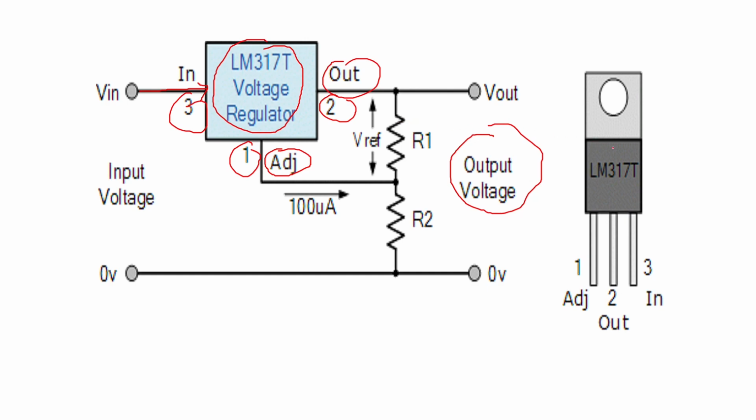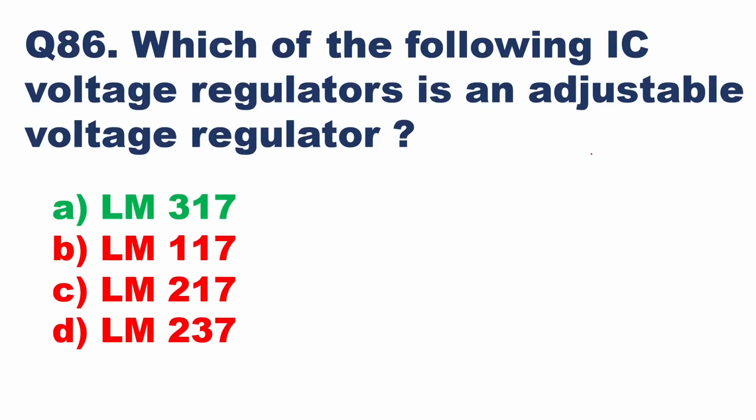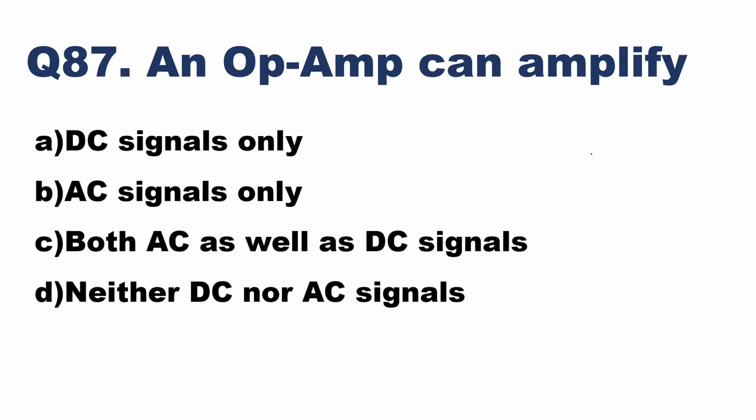So it is LM317. So here you can see LM317 is the answer. Then, which of the following IC voltage regulators is an adjustable voltage regulator? So, option A, as I have told you earlier, LM317 is the answer. Then we'll go to the next question.